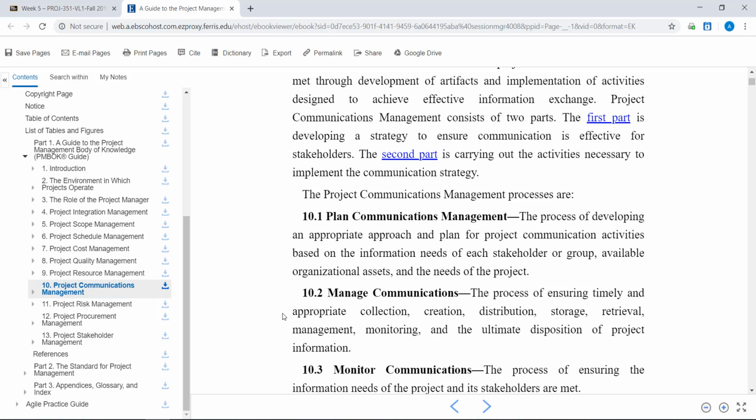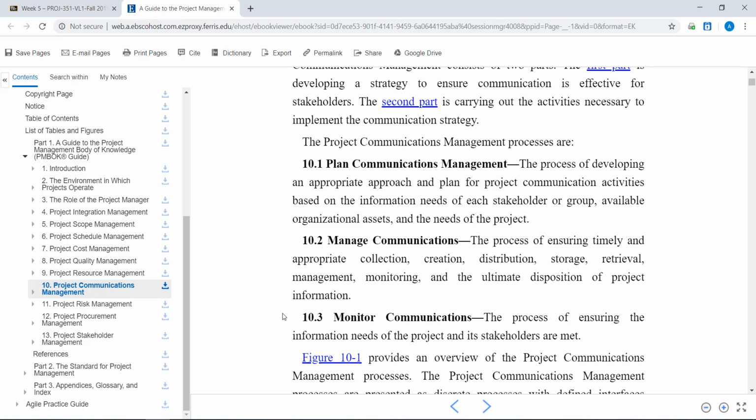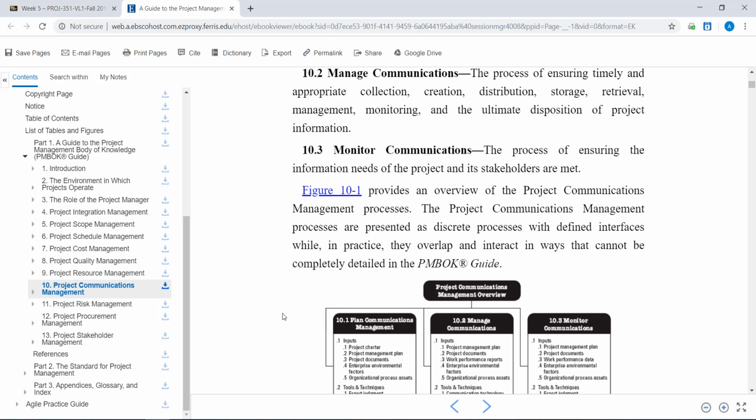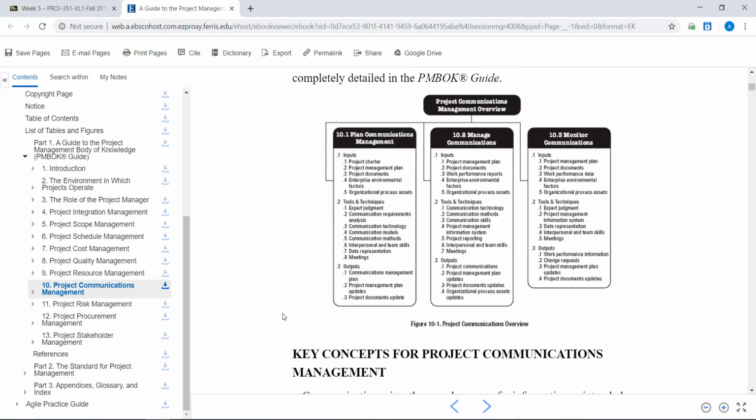The second part of the communication management processes involves actually carrying out the activities to implement that strategy. That strategy is laid out in the communication management plan and needs to be put into action. The chapter then continues to provide information that will help project teams effectively communicate.